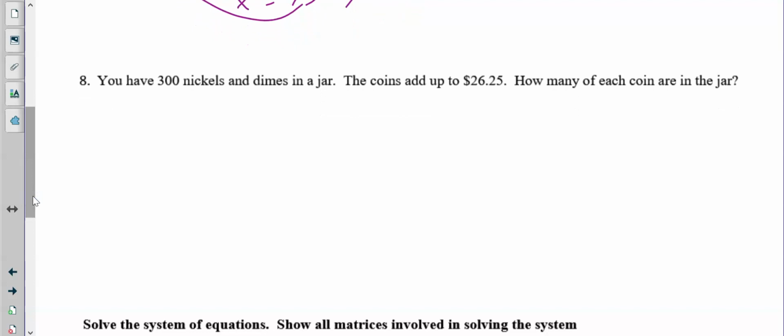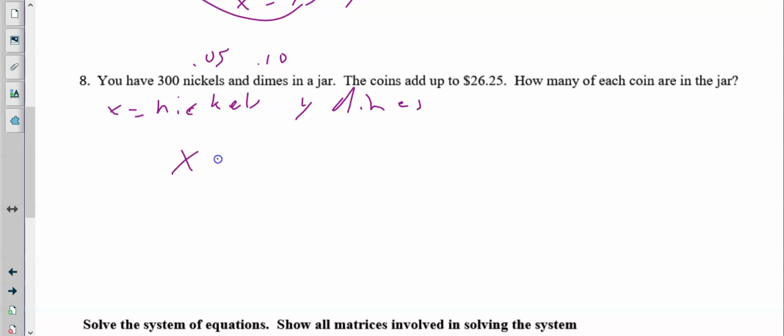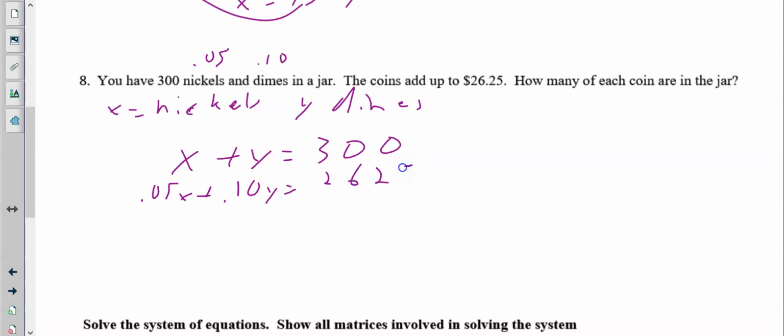And then you have classic coin. Remember, this is 0.05, not 0.5, and this is 0.10. Okay, so first off, you have 300. So I'm going to say X is nickels and Y is dimes. It doesn't really matter which one you make it. Okay, so number of nickels plus number of dimes equals the total number. The value of nickels plus the value of dimes equals 2625.